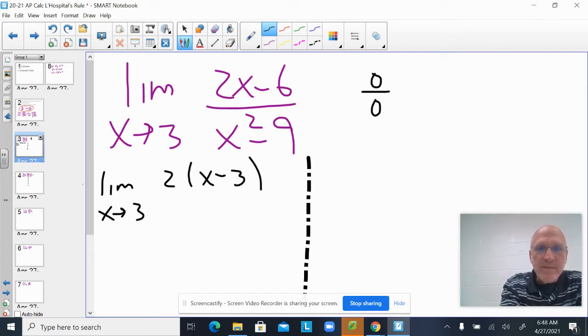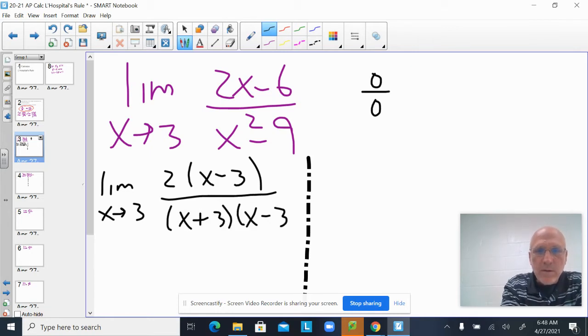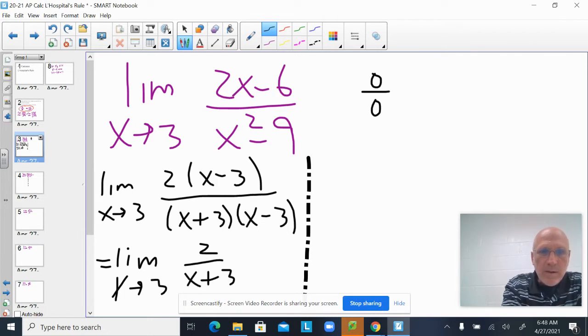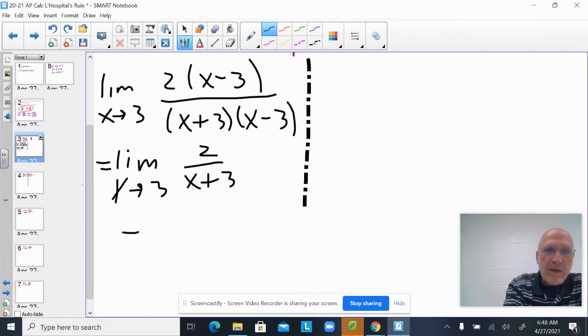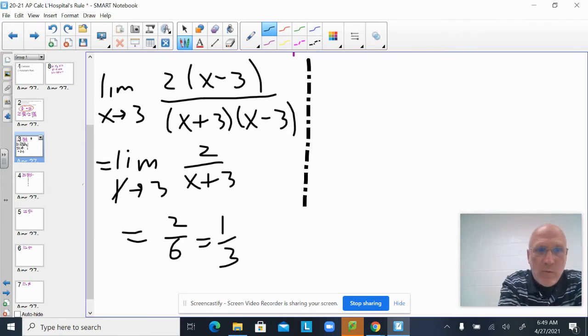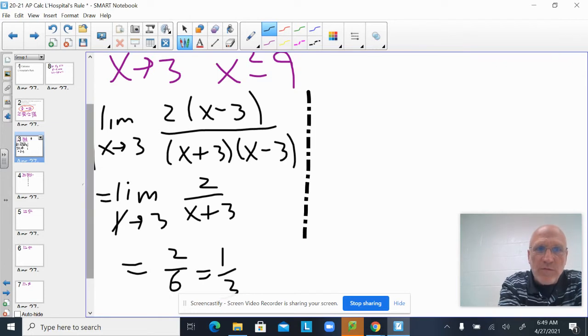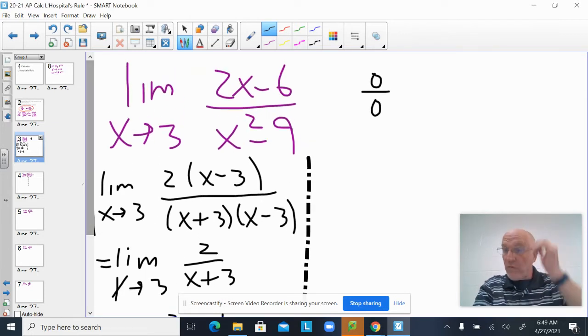Let's see, the top factors into 2 times x minus 3. The bottom is a difference of 2 squares. And then, of course, I can cancel as x approaches 3. That's just 2 over x plus 3. And now I can use direct substitution. So I factored, I canceled, then I used direct substitution. I plug in 3 for x, I get 2 over 6, which is 1/3. There's nothing wrong with doing that limit that way, and that's one of the easier ones we would have learned back in August and September, so don't forget about that.